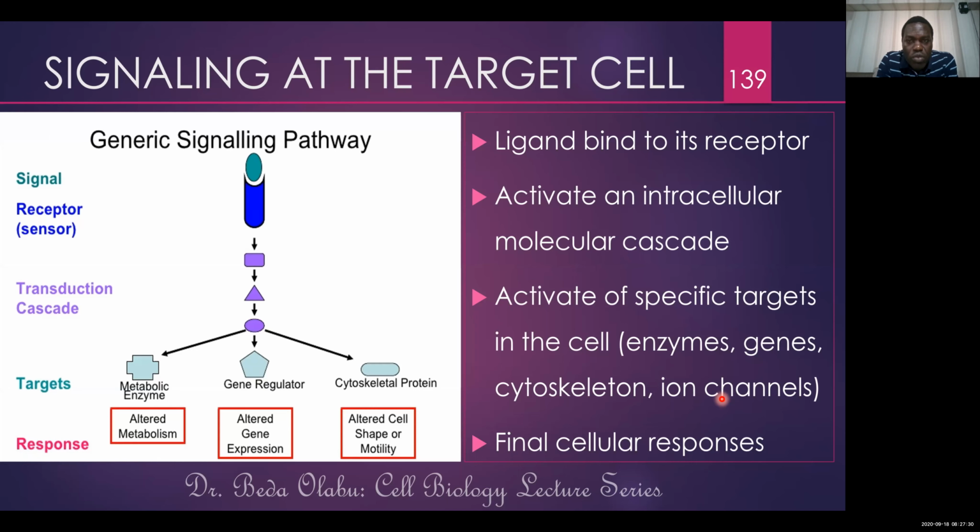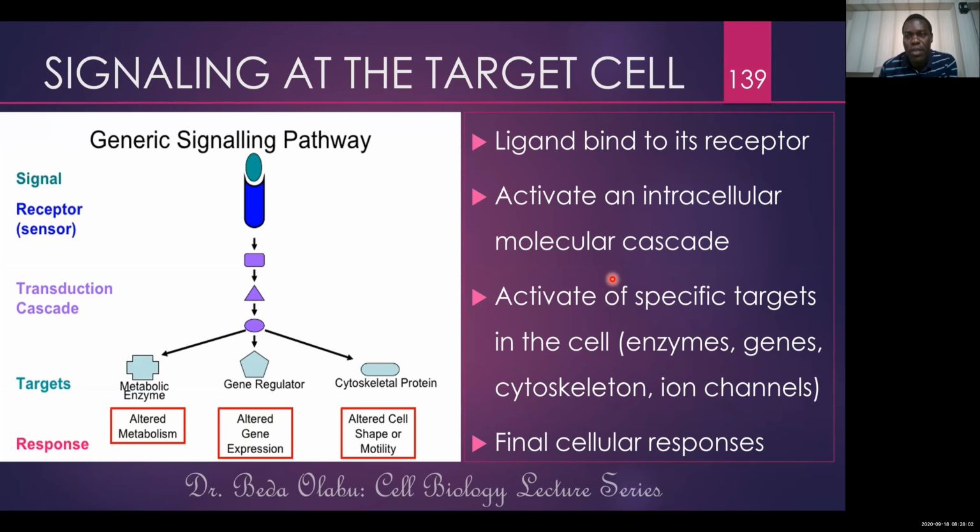So this is what happens at the target cell. The ligand will bind to the receptor and activate an intracellular molecular cascade, a very extensive cascade. I don't want to go into it, but eventually you activate some targets within the cell. Could be enzymes, could be genes, could be cytoskeleton, could be ion channels. So depending on what has been activated, you'll have final cellular responses. The cell will respond in a particular way.